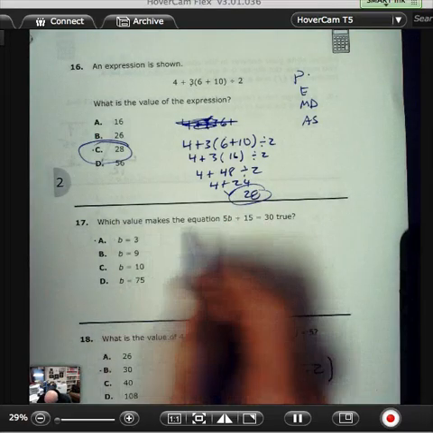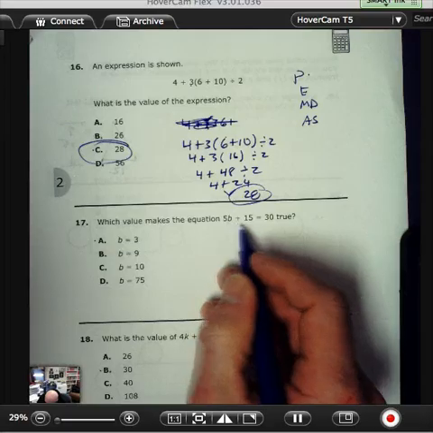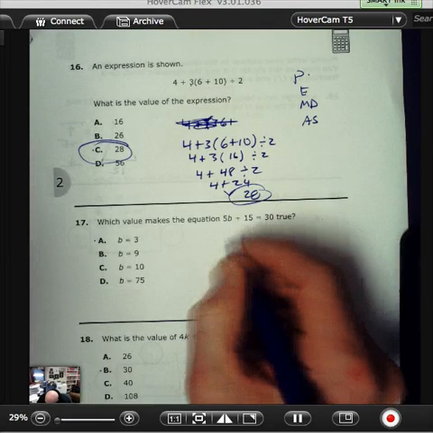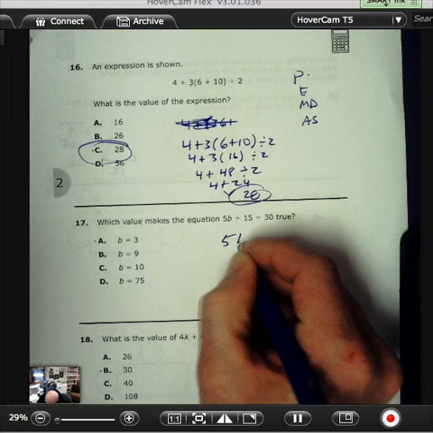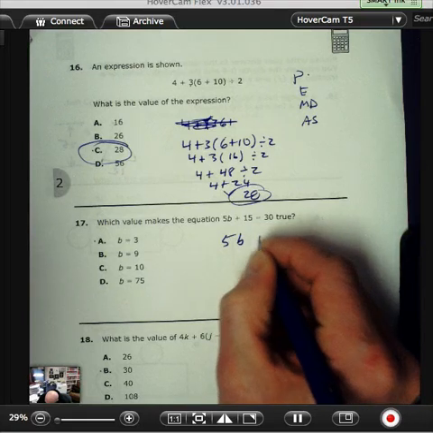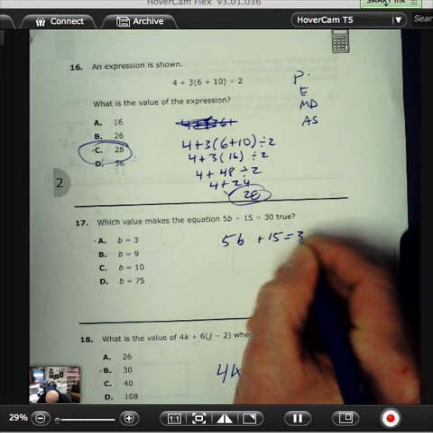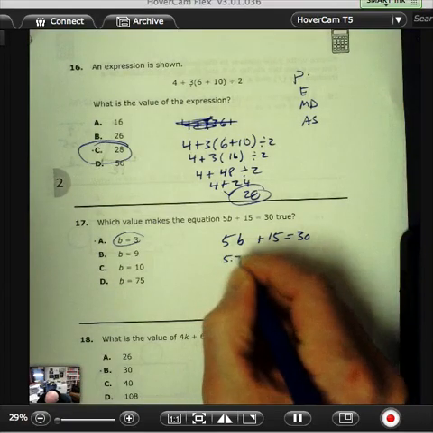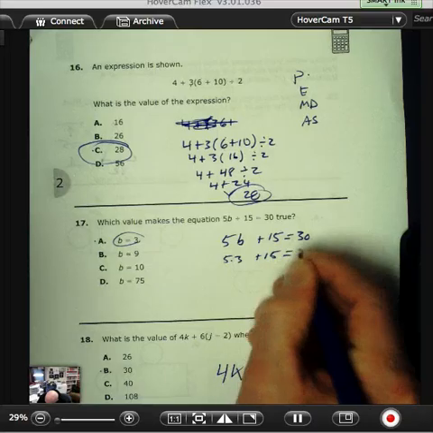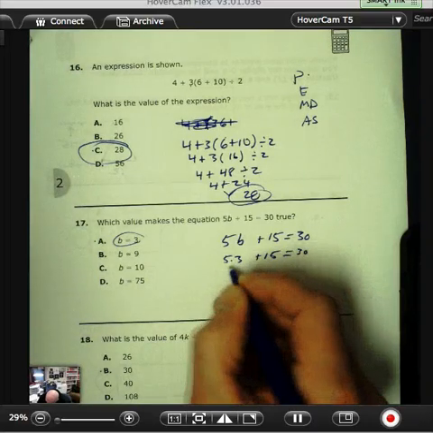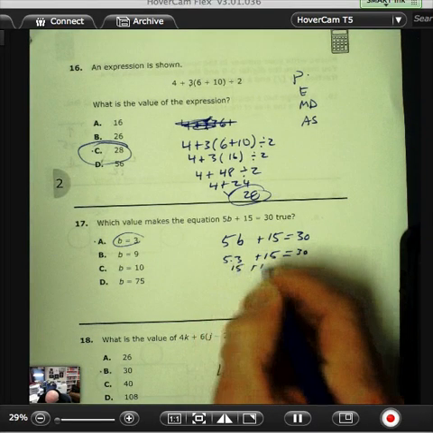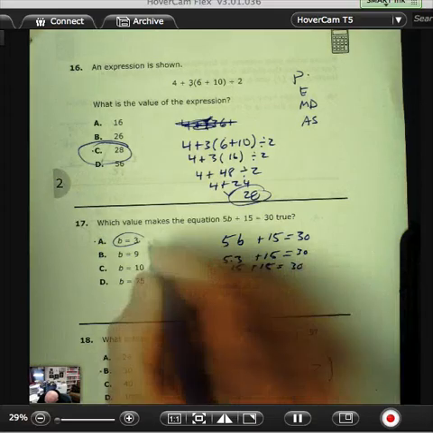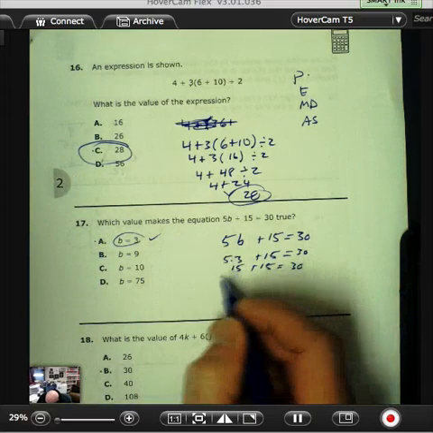Which value makes the equation 5b plus 15 equals 30? I'll just substitute in, put in 3 first. 5 times 3 plus 15 equals 30. 5 times 3, that's actually 15, plus 15 equals 30. So this one here looks to be okay. Let me just do a quick substitution on the others.